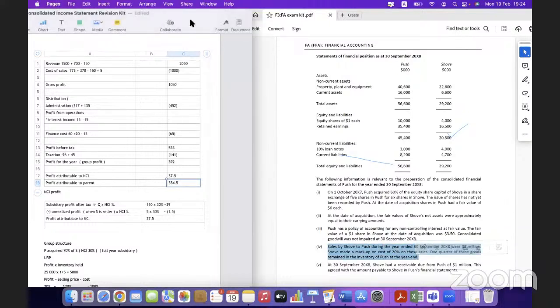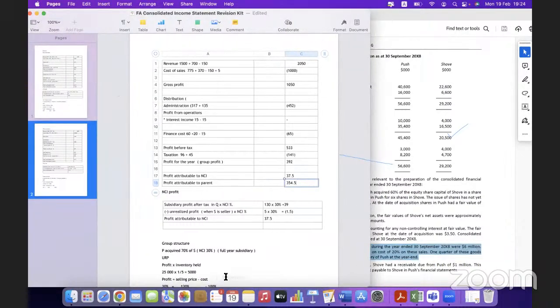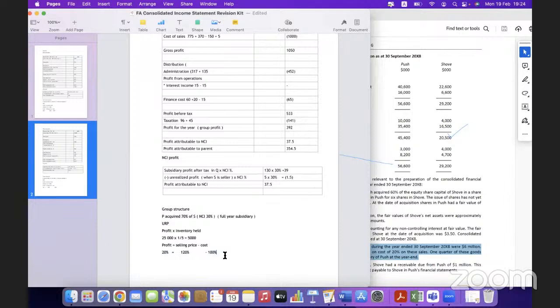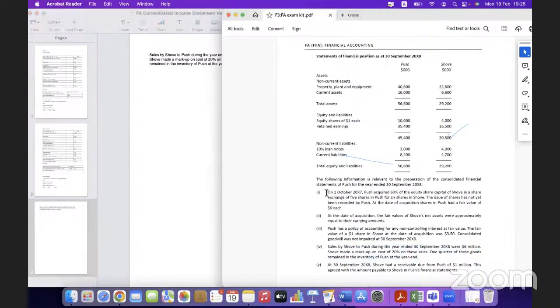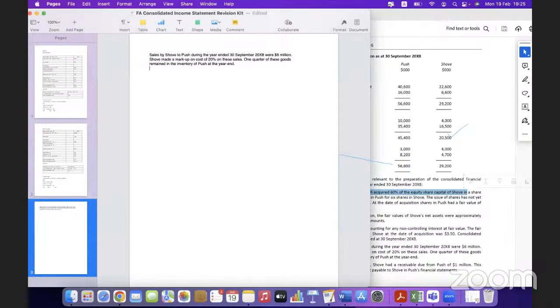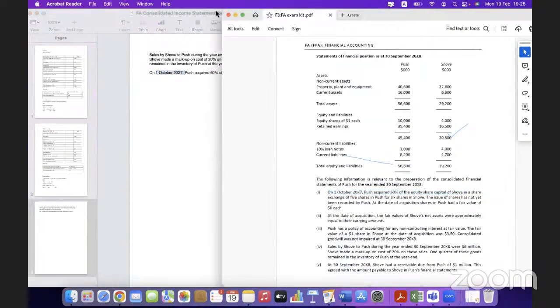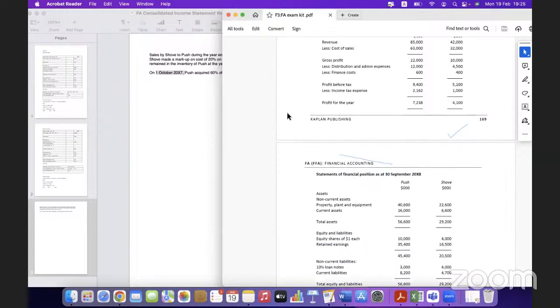Right. So I'll copy the question here, and it's easy for you to do. This is the adjustment. Okay. Right. And this is the group structure. And don't worry, guys, it's a one full year subsidiary. Yeah. Because, guys, see, October 2007, September 2008, perfectly 1 year. So you don't have to worry about the number of months. Okay. So on the other hand, and also this piece of information.